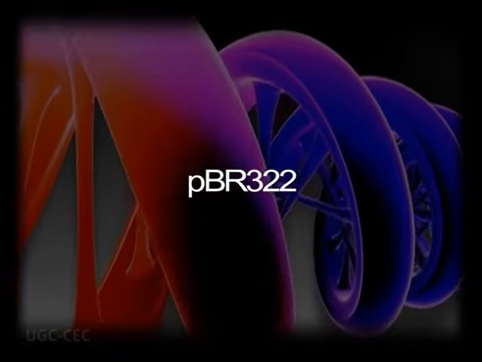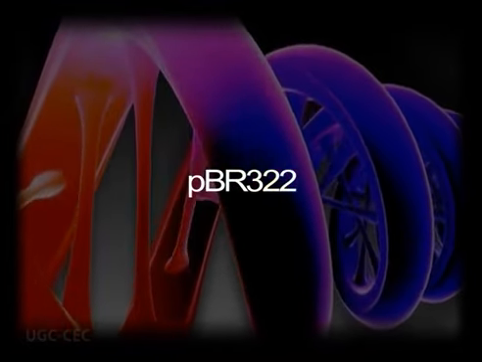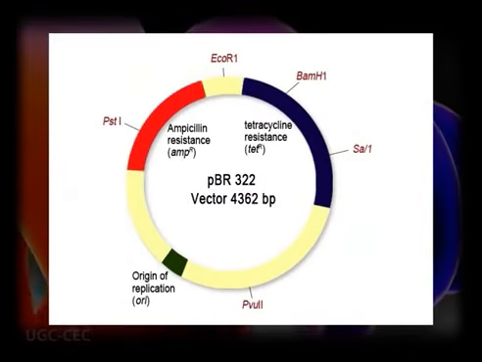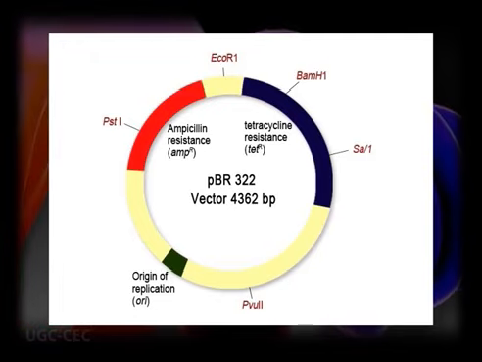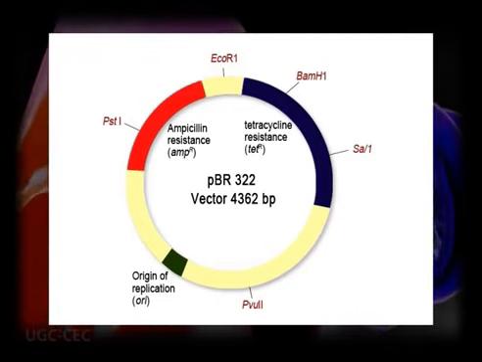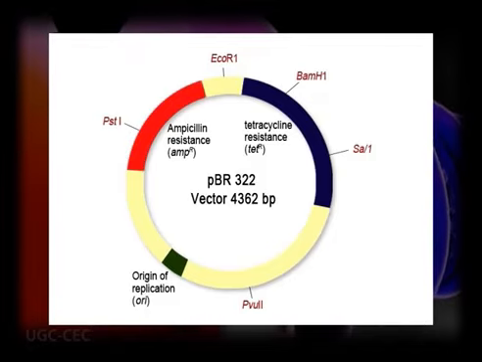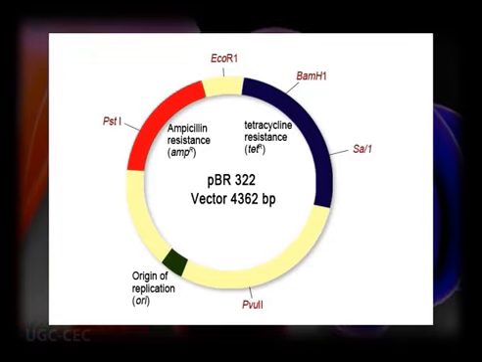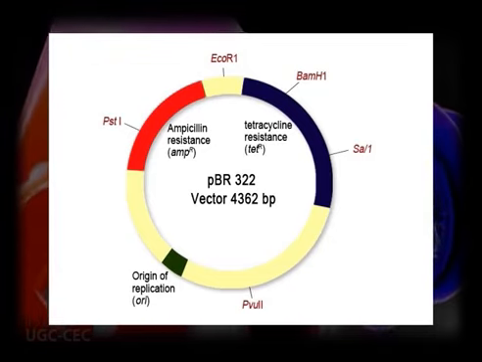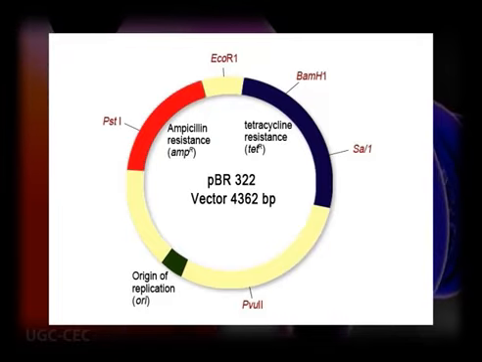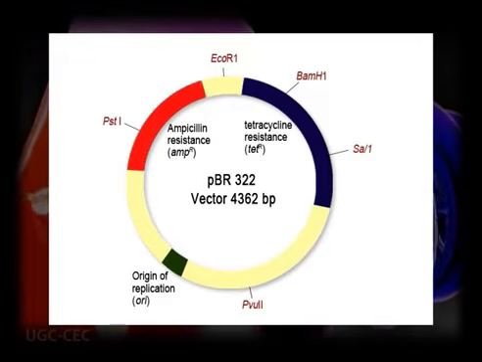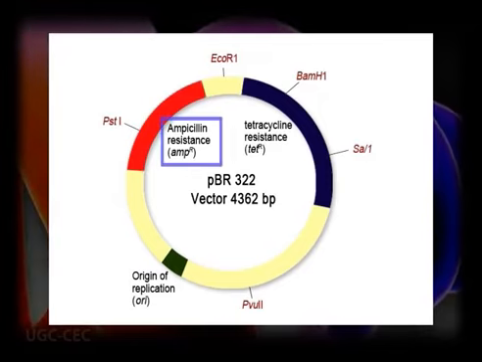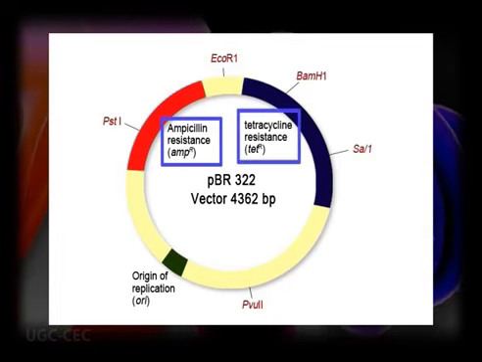Now, let us discuss pBR322. pBR322 was the first artificially constructed vector. It is named after the scientists Bolivar and Rodriguez, who constructed it in 1977. It is 4362 base pairs in size. It has an origin of replication derived from the ColE1 plasmid. It exists in about 100 copies per cell. It has two selectable marker genes: the ampicillin resistance gene and the tetracycline resistance gene.